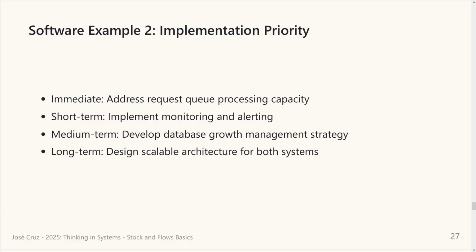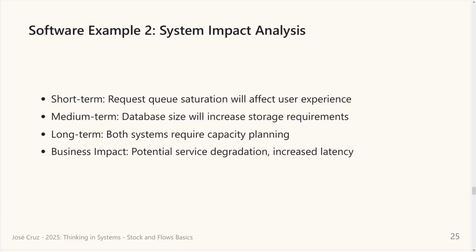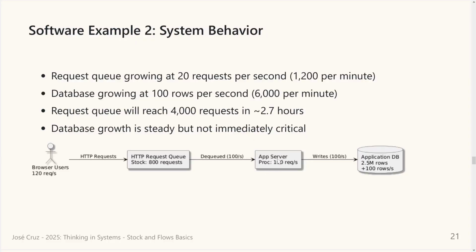So, implementation priority. Immediate: address the request queue, because it's the stock that will reach full capacity first. In the short term, implement monitoring and alerting. Medium term, develop database growth management systems like archiving, and design a scalable architecture for both systems. Probably if you go to load balancing, you increase the number of requests you can receive, but since the server here receives less, maybe you want 2 of these in front, but 3 app servers behind, and make sure that the database can handle this information.